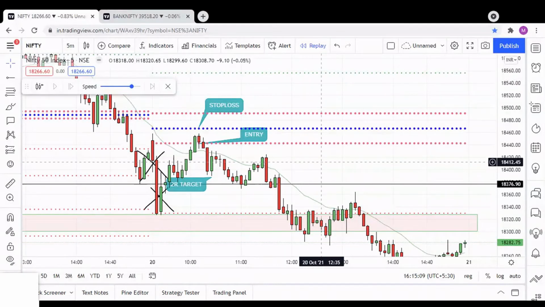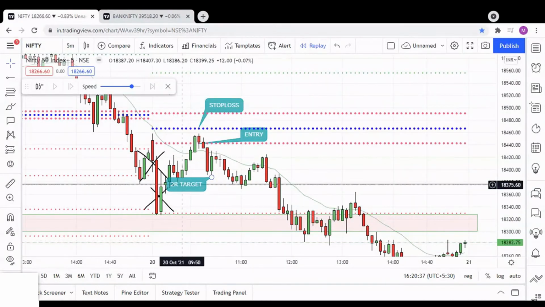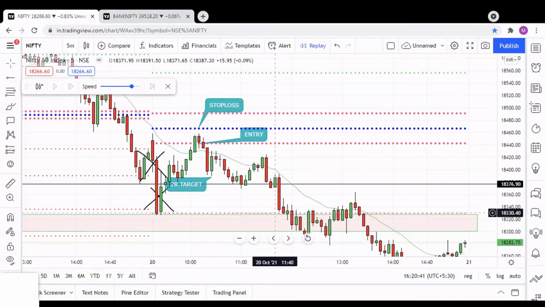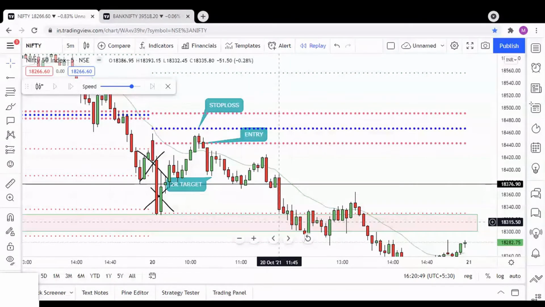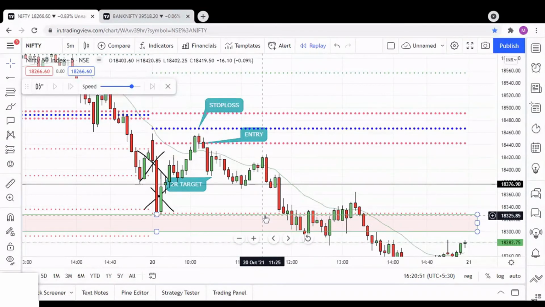And for the next opportunity, the market went up, touched the day's high, and again came down, touched the day's low, and made a small green candle. Look at this green candle. This green candle has a wick on both sides. This wick is of equal size, so it is a sort of a doji type candle.